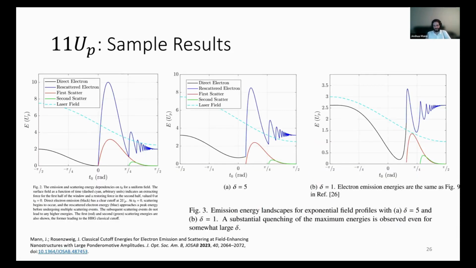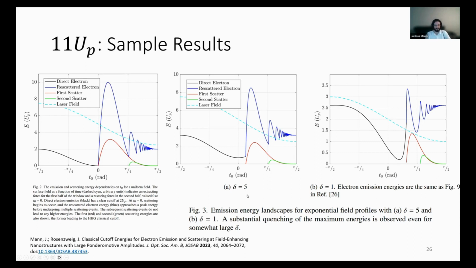So here's the sample results. On the left here, this is the uniform field result. This is the emission energy in black and blue as a function of your emission phase. And you can see that without any inclusion of any field gradient, we get up to about 10 times the ponderomotive energy in our emission energy for the rescattered electrons.